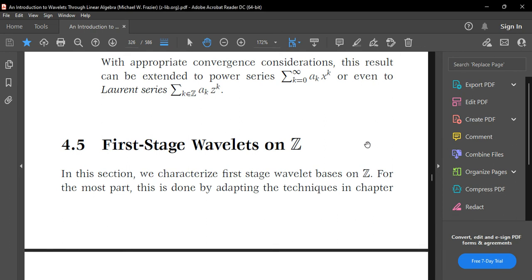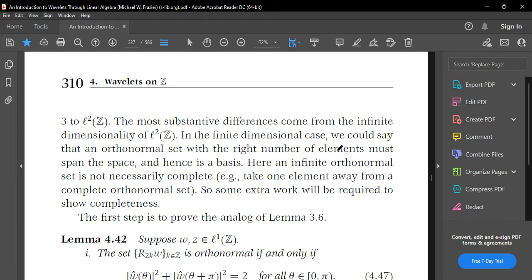We will now move to the next section, 4.5, and this section comprises the first stage wavelets. We will construct the first stage wavelets on Z. On Zn we have earlier constructed the first stage wavelet basis up to the pth stage wavelet basis. The same technique, analogous to what we have done there, we will use here also.